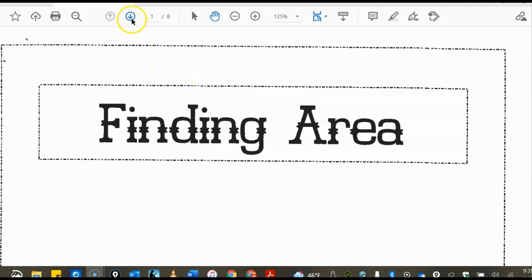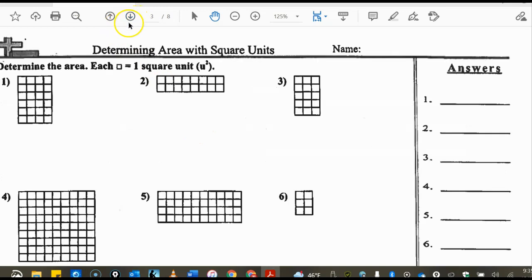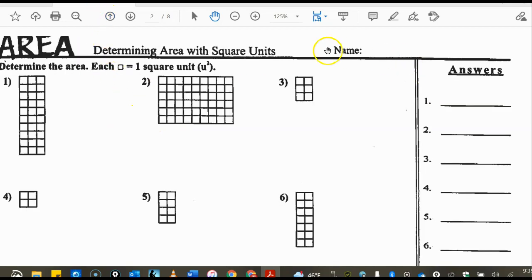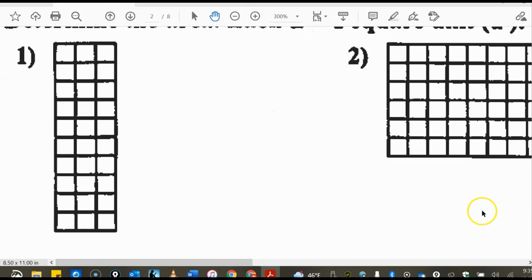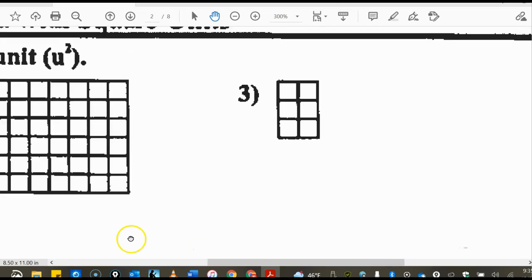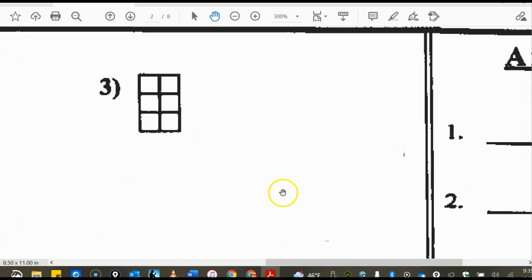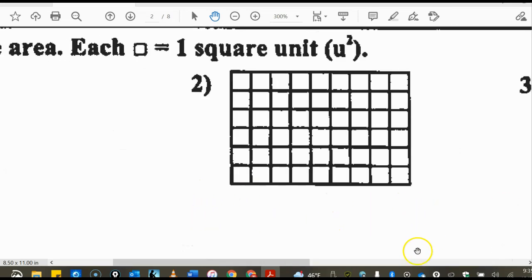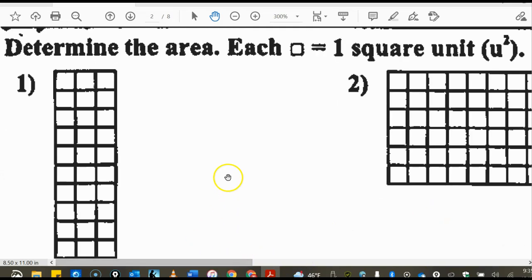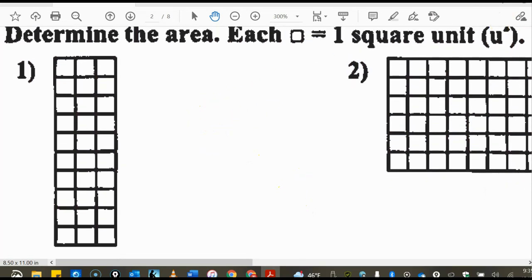All right, we're gonna do page 1 and page 2. Okay, I'm gonna do a couple examples on each one, and then you're gonna work on it. So look at page 1, and you're gonna put the answer on those lines right here. Okay. So number one says find the area. Each square is a square unit. Okay, that means I need to count them. Let's do it.